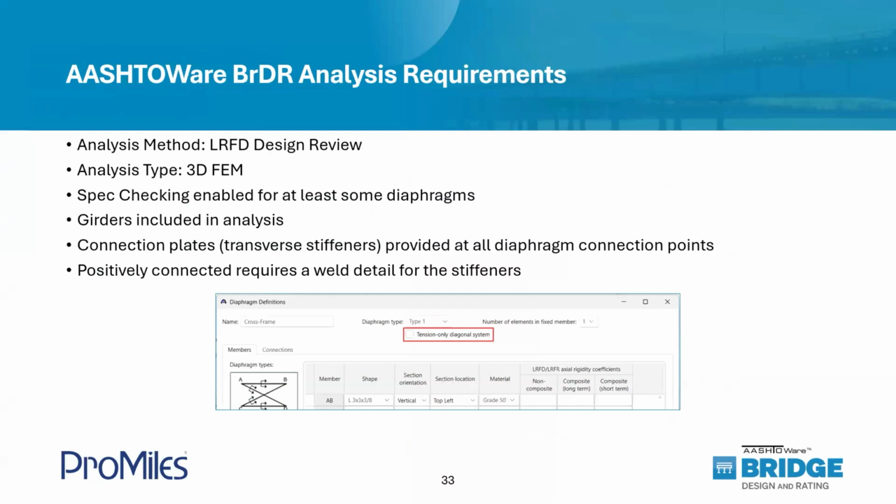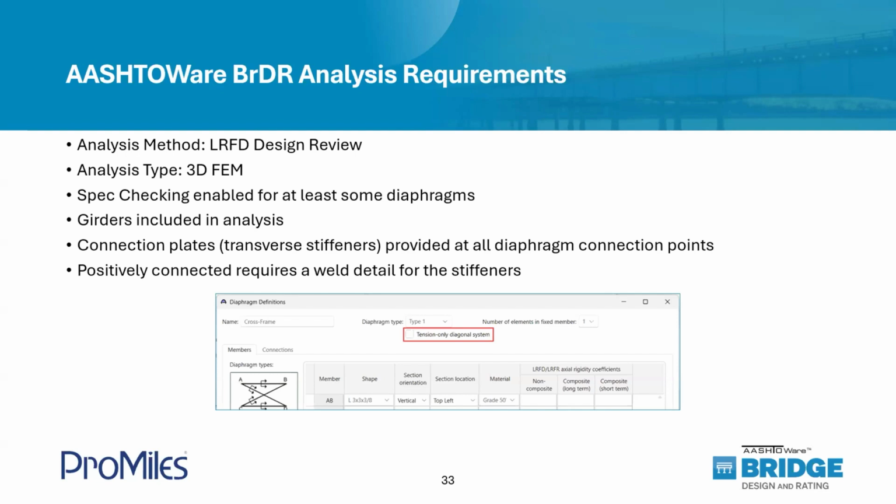So the following conditions and analysis settings are required to evaluate these new stability requirements in AASHTO BrDR. It's going to only apply when you're running the 10th edition spec. Previous versions, this doesn't exist. It's a design check, so you'll need to use the LRFD designer view and a 3D finite element analysis.